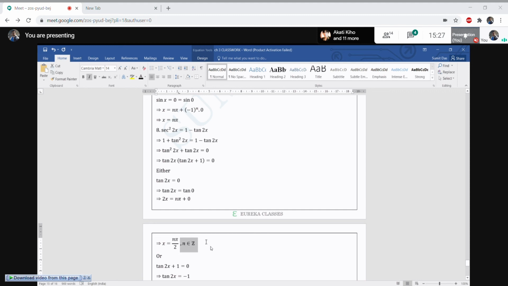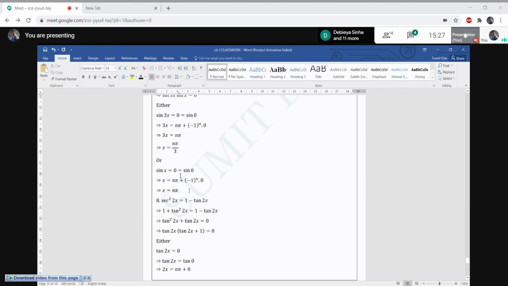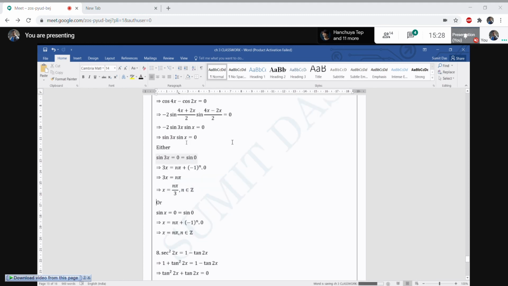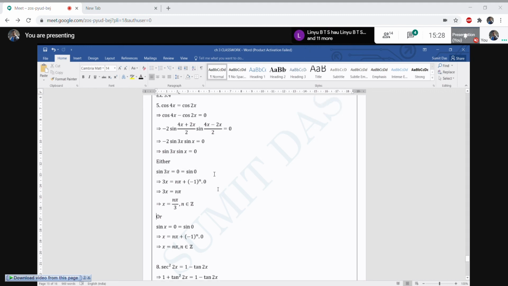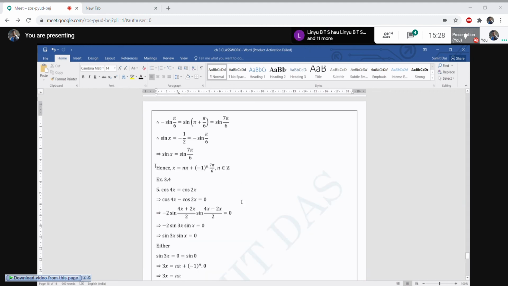So in general solution, our main task is that we have to write sine something or cos something equal to whatever the value, in a trigonometric ratio form, and then we have to use the formula. Okay, fine.